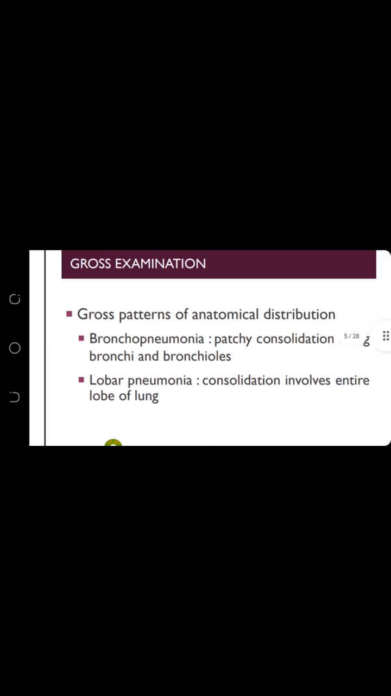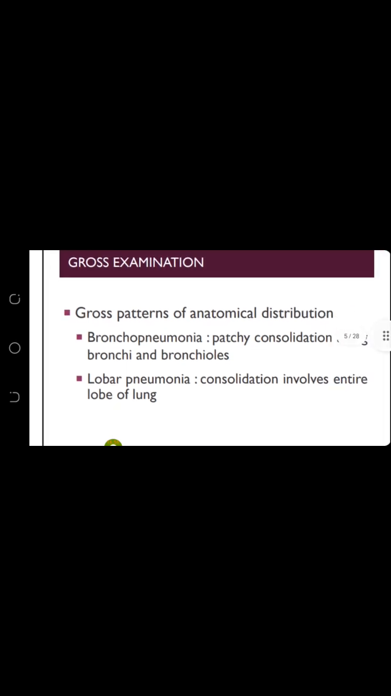So the gross examination that is done on a patient. Number one, you need to do the gross pattern on the anatomical distribution, where you need to assess the bronchial pneumonia, that is patchy consolidation along the bronchi and the bronchioles. So you need to understand the anatomical distribution of these bronchi. Okay, then also the lobar pneumonia, which is a consolidation that involves the entire lobe of the lungs.